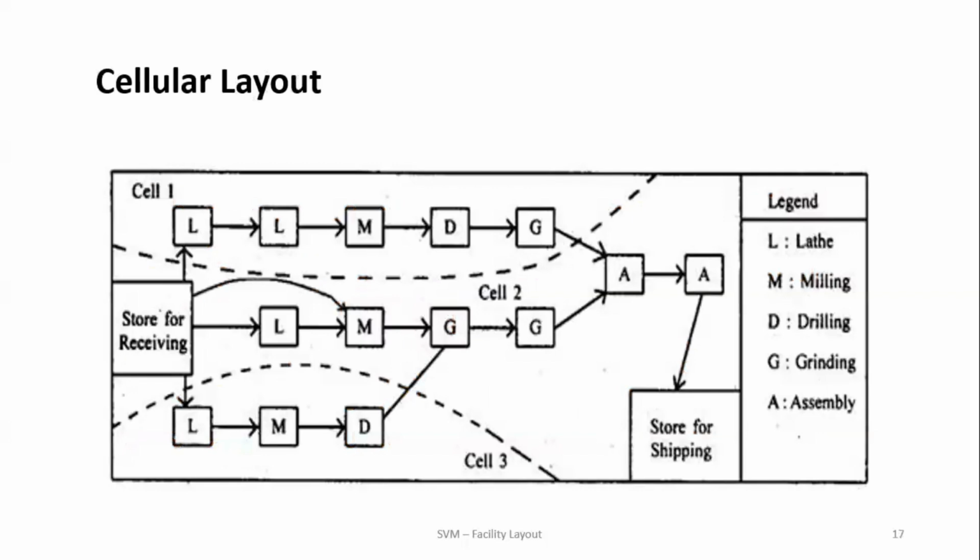Next is our cellular layout. You may notice here 3 different cells are there. First cell has 2 lathe machines. It is sequentially ordered like lathe, milling, drilling, and grinding machine. Second cell has a lathe, milling, grinding, assembly. Third cell has lathe, milling, and drilling. So you can shift your job from one cell to another cell depending on which is available.